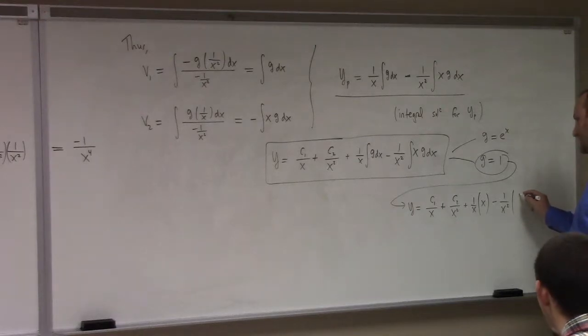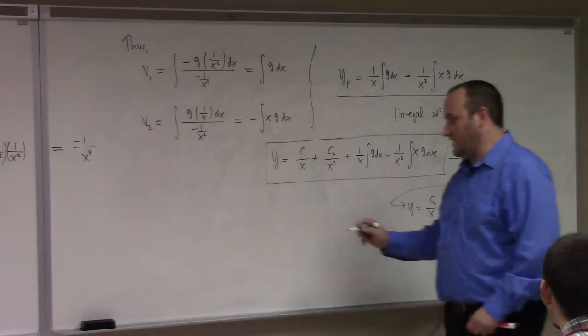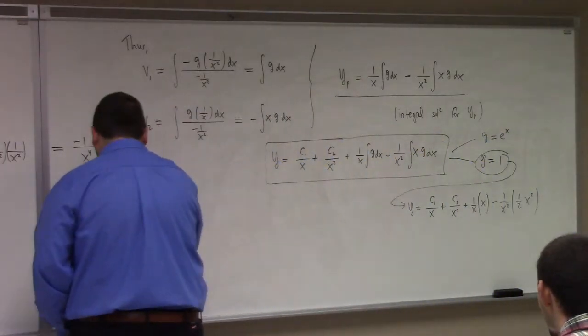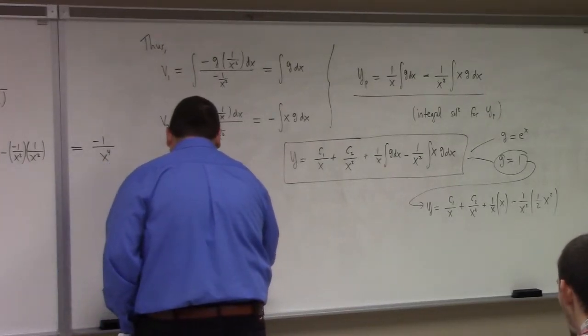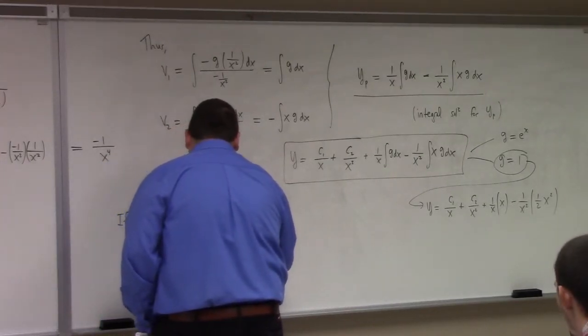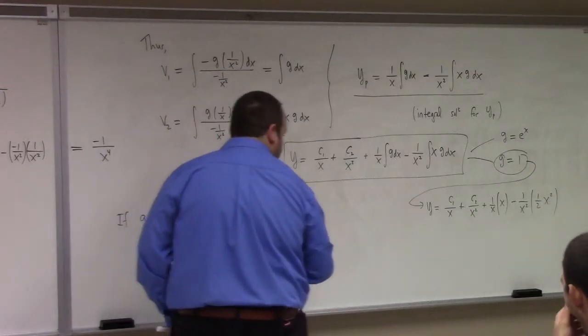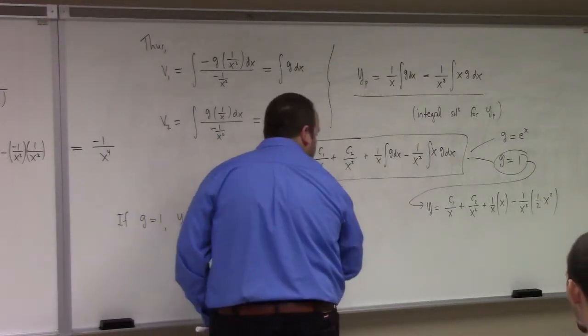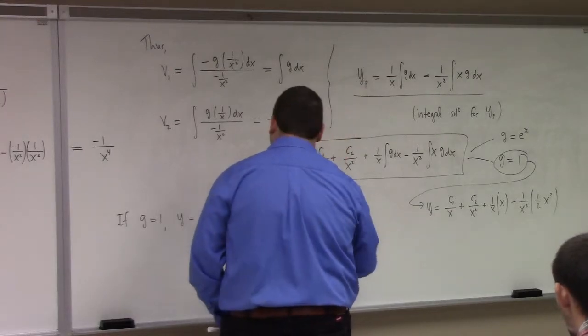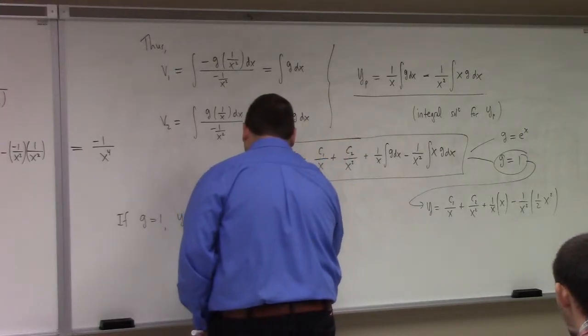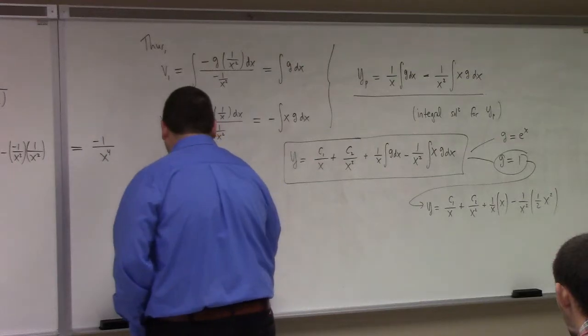Yeah, one half x squared, yeah. So it looks like if g equals 1, I'll write it over here so everybody can see it. If g equals 1, then the solution is y equals c1 over x plus c2 over x squared plus a half, apparently. Which I guess is totally obvious.